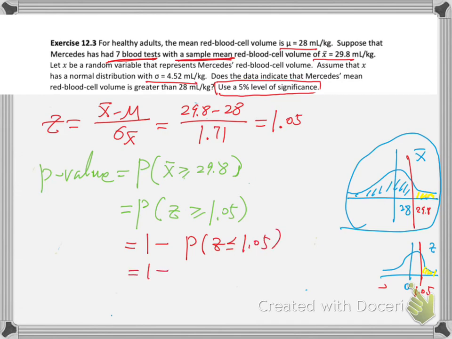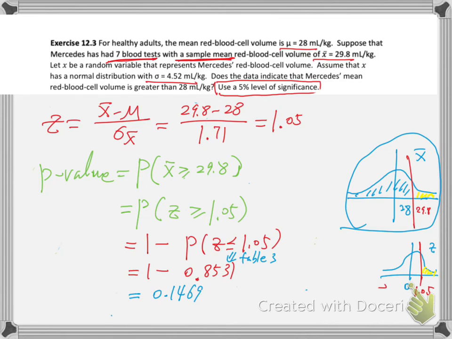Now in table 3 you can find this one, so I skip that part: 0.8531. We already used table 3 a lot of times. So this is the step. We use table 3, and then 1 minus that. The final answer is 0.1469. So what's the bad news for this question?